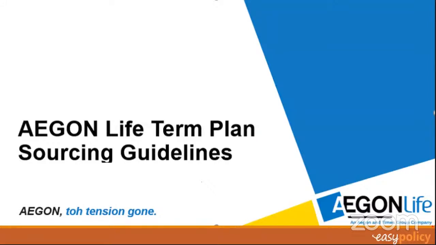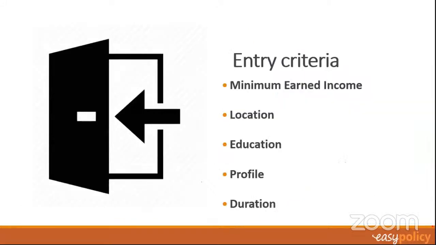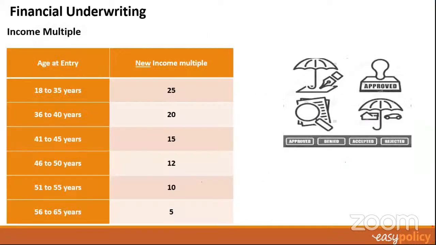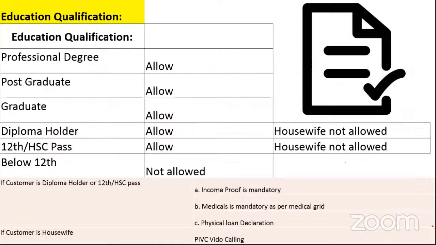Then comes the Aegon. Aegon is nowadays also catching up. Their premiums are very competitive, and they have a wider range of coverages also. Again, income multiplier 25, 20, 15. It's more or less the same as SDFC. As you can see, below 12th, they are also not allowing, and housewives are not allowed. So up to 12th, we can give Aegon Life also.